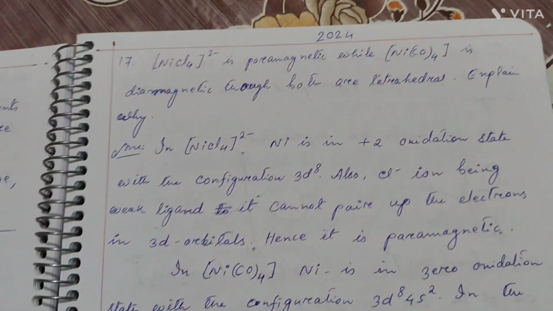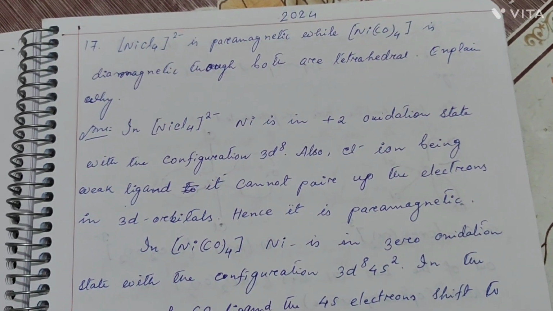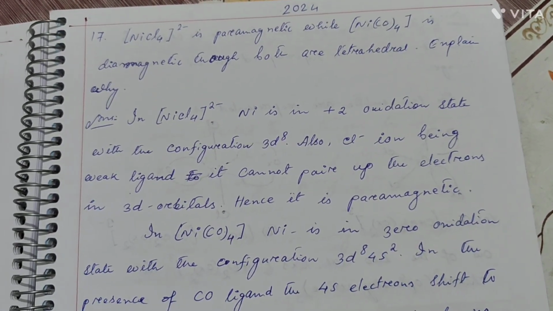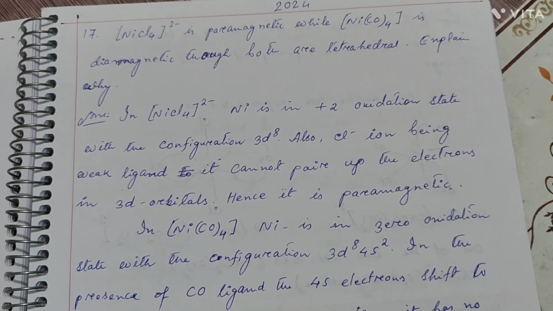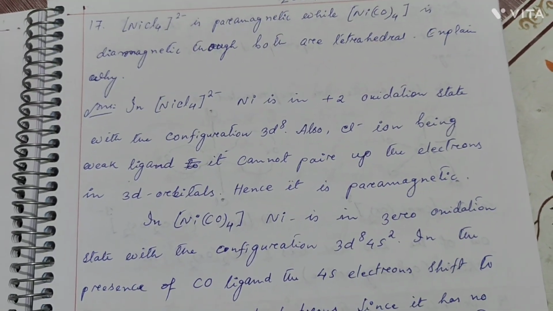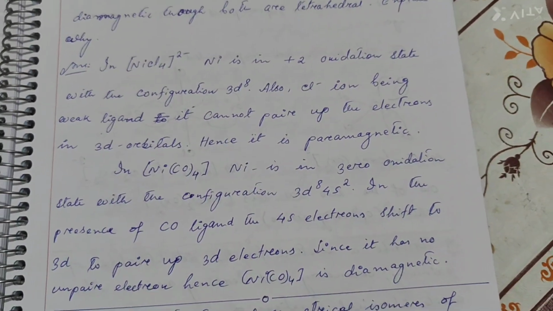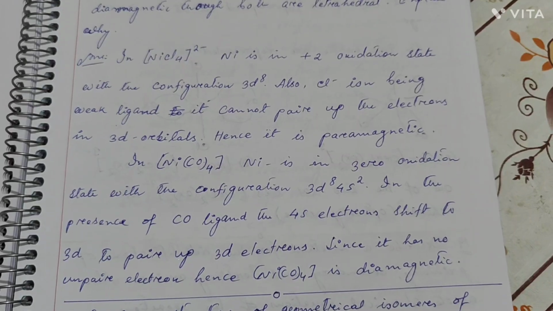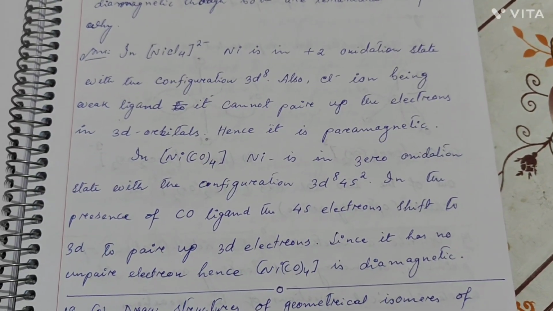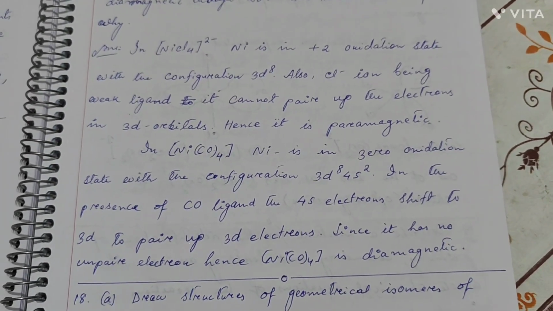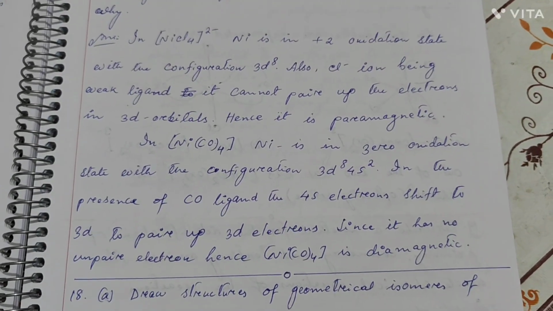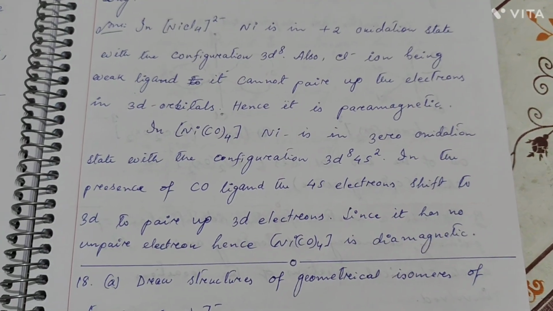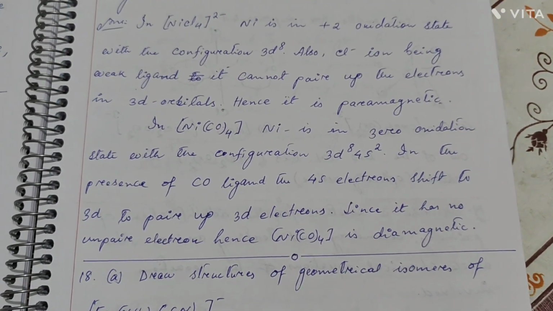Question number 17, another question is given, which is: [NiCl4]2- is paramagnetic while Ni(CO)4 is diamagnetic, though both are tetrahedral. Explain why. This is the answer. In [NiCl4]2-, Ni is in the +2 oxidation state with the configuration 3d8. Also, Cl- ion being a weak ligand cannot pair up the electrons in 3d orbitals, hence it is paramagnetic.